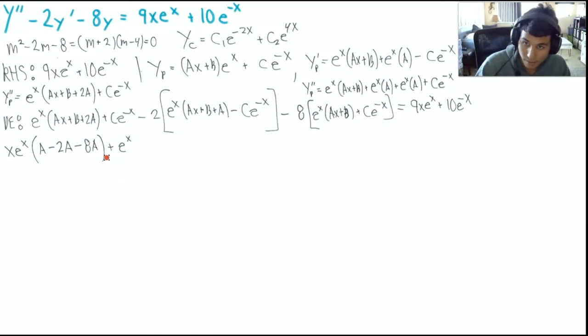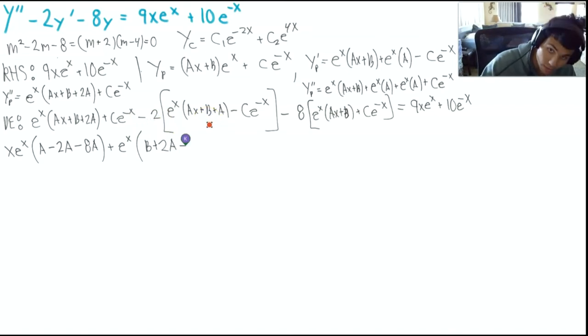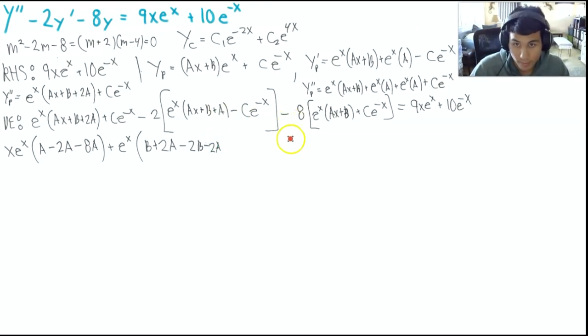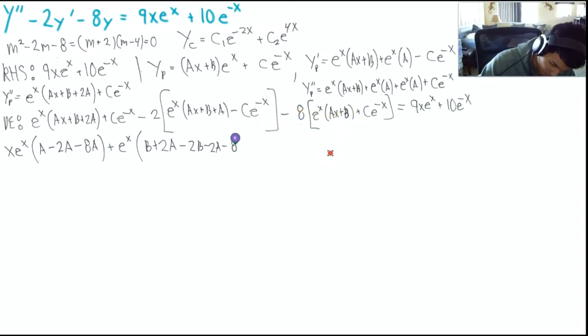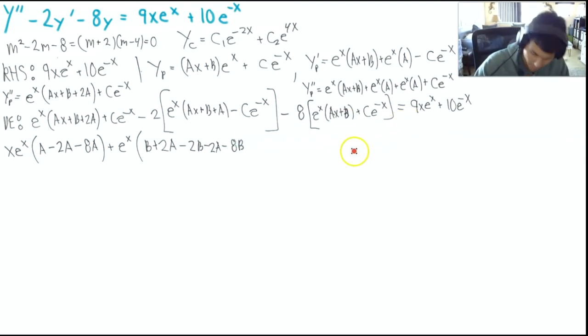Okay. E to the x times b plus 2a. What's in here? It's going to be negative 2b and a. So minus 2b minus 2a. What else? Negative 8 times this b, which is negative 8b. Maybe one more thing. Nope, that's it.